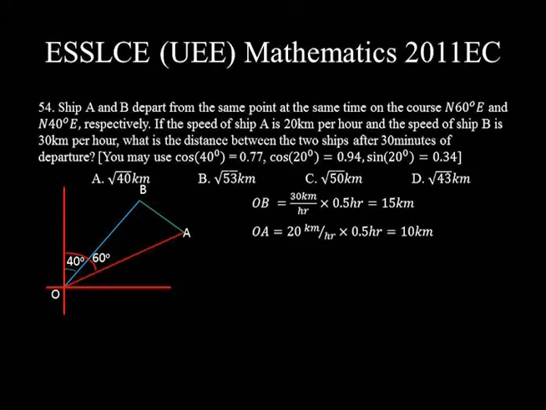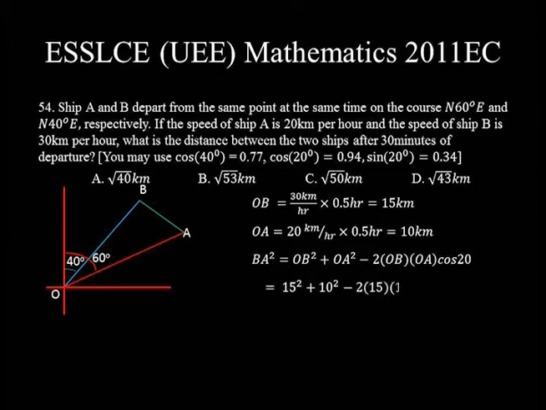Angle BOA is 20 degrees, that's 60 degrees minus 40 degrees. So we have a triangle with one unknown side, but the angle opposite to the unknown side and the two other sides are known. Thus, the length of the unknown side is calculated by using the formula BA square is equal to OB square plus OA square minus 2 times OB times OA times cos 20, which is equal to OB is 15 square plus OA is 10 square minus 2 times OB is 15 times OA is 10 times cos 20, given as 0.94.